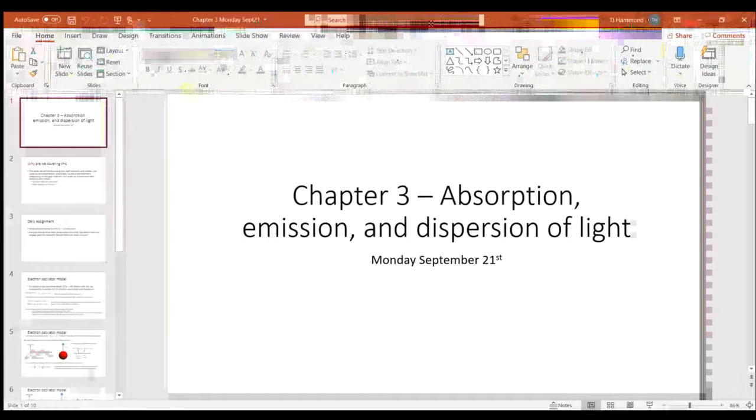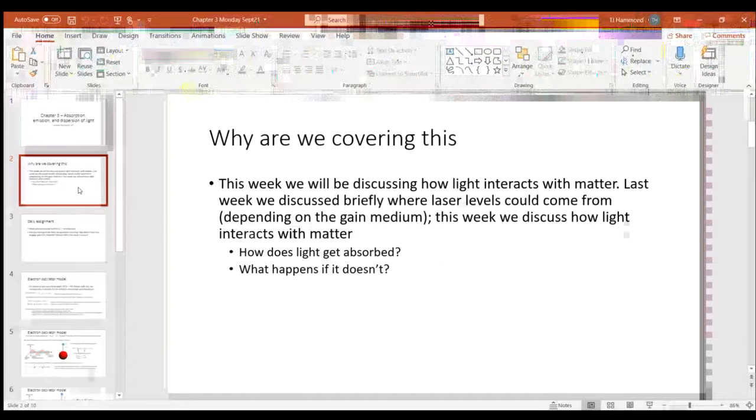So for Monday's lecture, we're going to be covering absorption and dispersion. And why are we covering this material this week? Last week we discussed briefly where laser levels come from. We saw that in quantum mechanics, whenever we have bound states, we'll always get these discrete energy levels in an atom.